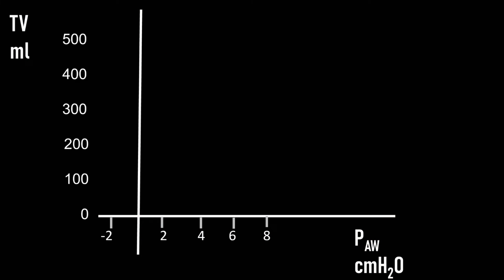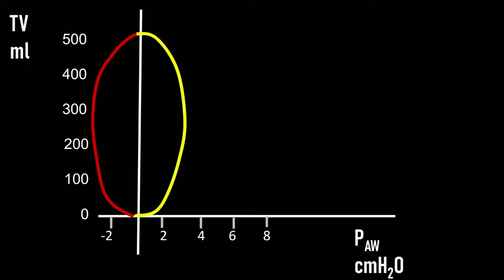Now let's look at a few normal loops. What do you think is going on here? Well, as you can see, the airway pressure actually goes negative initially in inspiration before arriving back at 0 at end expiration. The airway pressure is then slightly positive in expiration. So this is the normal spontaneous breathing picture.